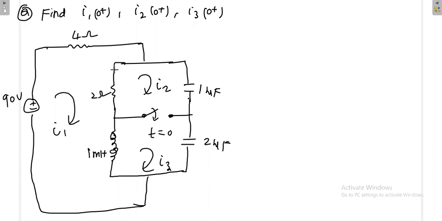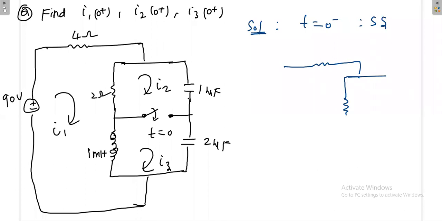For the inductor, what is the initial current? For the capacitor, what is the initial voltage? So the state of the circuit at t equal to 0 minus is steady state. That means the inductor is short and the capacitor is open. So if you replace this circuit, it will be like this. The inductor is completely short and the capacitors are open. There are two capacitors, so two opens, and then the remaining elements.